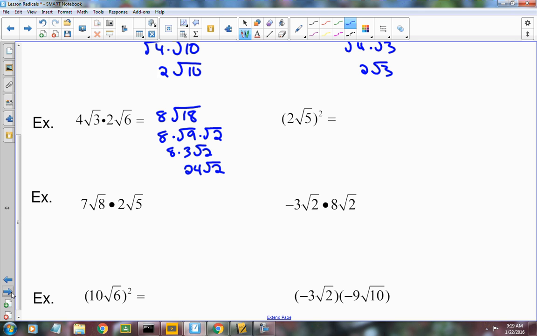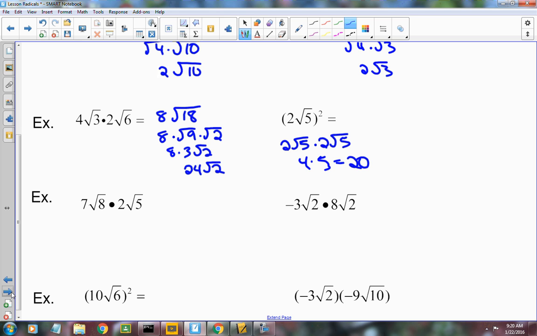What about 2 radical 5 squared? What does it mean to square something? Multiply it by itself. So we've got 2 radical 5 times 2 radical 5. We multiply what's outside together. That's 4, right? And what's radical 5 times radical 5? 5 times the 4 that's already there. So it's going to be 20.